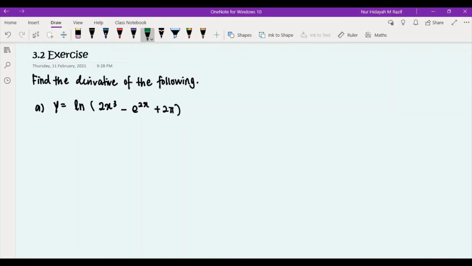Hi everyone. In this video, I'm going to discuss the step-by-step solution for the exercise in the second subtopic for chapter 3. The question asks you to find the derivative of the following functions, and you have 4 different functions there. For the first one, you are given y is equal to ln of 2x cubed minus e power of 2x plus 2 pi.